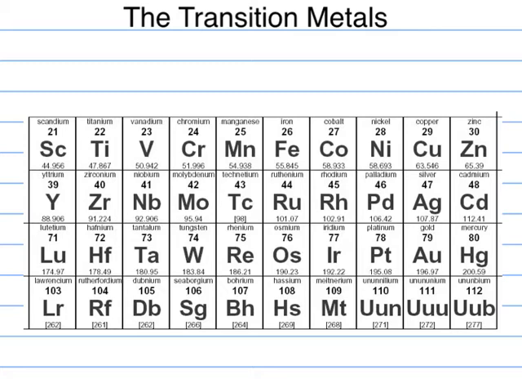Now, the other thing that we've seen with the transition metals is we've seen them used for catalysts. So we've seen, when we did the Haber process, we looked at how iron is used, and then how nickel is used for the production of margarine.